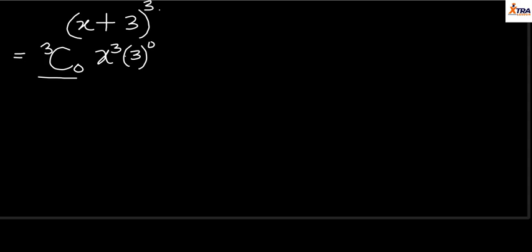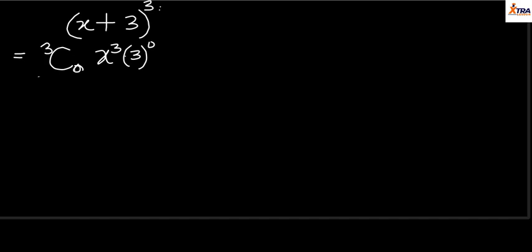We take the total power, which is 3 in this case, then we have our 0, which is the second value. So we have 3 combination 0, which is where we start from. Next one will be 3 combination 1, next one will be 3 combination 2, like that, until we reach our total power of 3. So we stop at 3 combination 3. So for this first one, we have 3 combination 0, we have x cubed times 3 raised to power 0. Then, this is the first term.